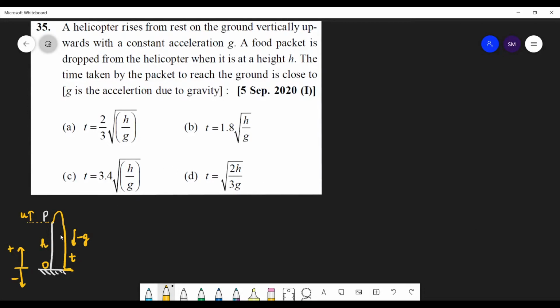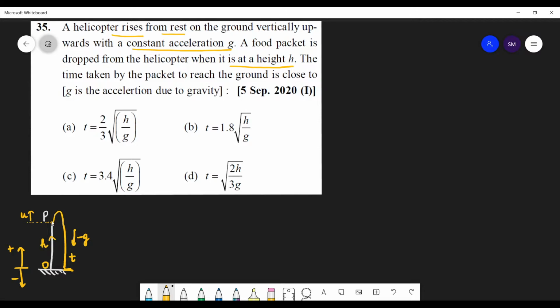See students, in this question, this helicopter has reached, suppose, height h. It is given in fact that the helicopter rises from rest on the ground vertically upward with a constant acceleration g, and a food packet is dropped from the helicopter when it was at height h. So this is the height, and the food packet was dropped.